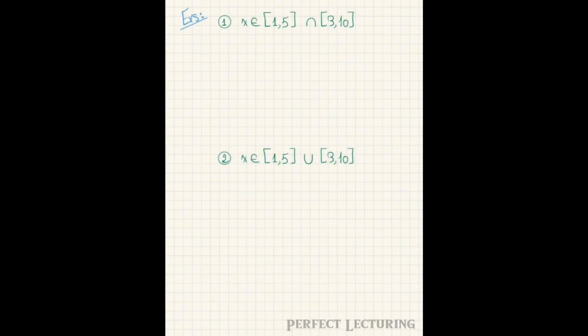In the first example, we have x belongs to 1, 5 closed, intersection 3, 10 closed. Let us see how this looks like on the real number line. So we first list all the numbers in both intervals, but of course we have to respect the order. So we have 1, 3, 5, and finally 10. Now for the first interval, we have x belongs to the closed interval 1, 5, which means I have to use a full circle at 1 and a full circle at 5, and we join both full circles. For the second interval, we do the same thing. We have a closed interval at 3, 10, so we add a full circle at 3, as well as a full circle at 10, and we join both full circles.